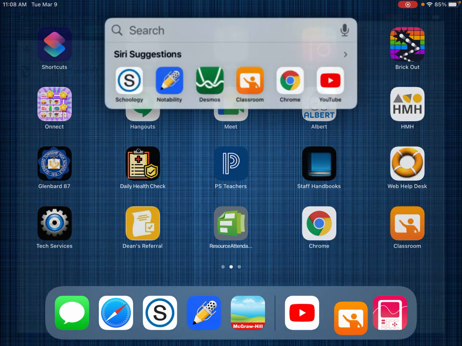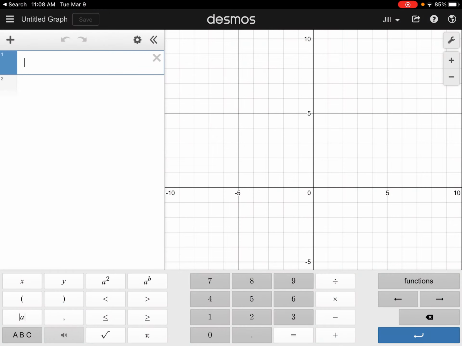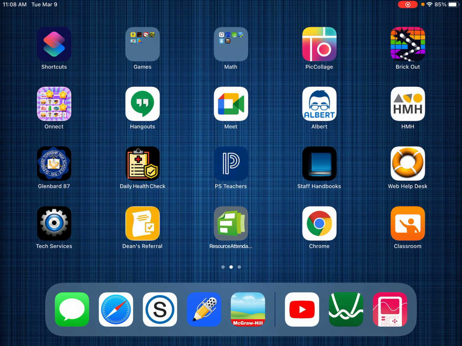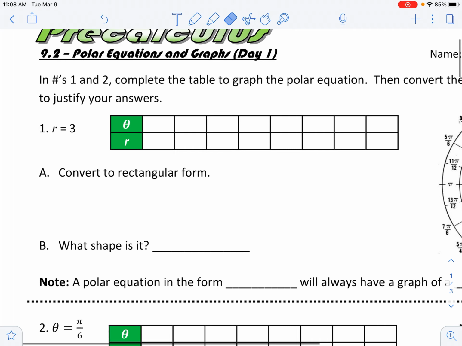You are going to need Desmos for this at some point, so might as well just open it now so that I can use it later. All right, and then I'll close out of it and go back to today's notes. So the first two, we're going to use a table to help us see what it looks like, but then we're never going to use a table again, okay?